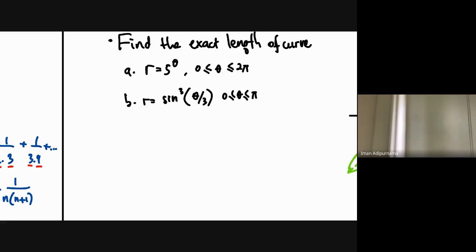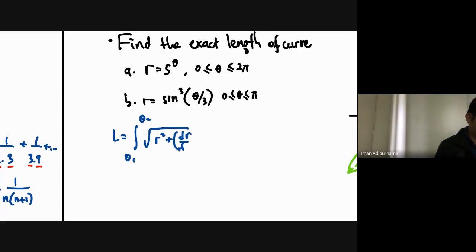Okay, I think most of you get the good results, at least the big picture on how you get the formula. So the formula will be, let's say, theta 1, theta 2, and you get the r squared plus dr d theta squared, and then d theta. Okay, this is the basis for the formula.